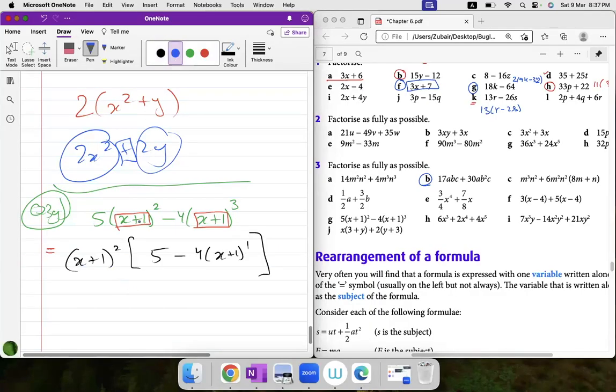We could have done it the other way, like a plus b whole square expanded, a plus b whole cube expanded. We'll get the same answer, but that would increase the number of steps. So this is now 5 minus 4x minus 4.